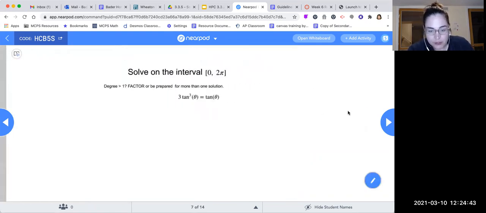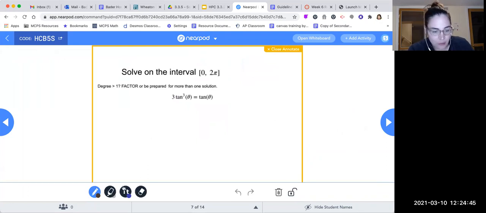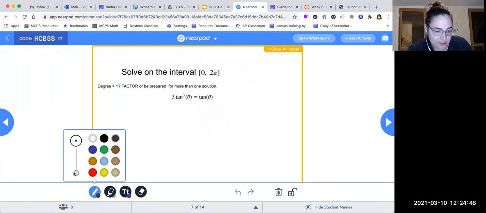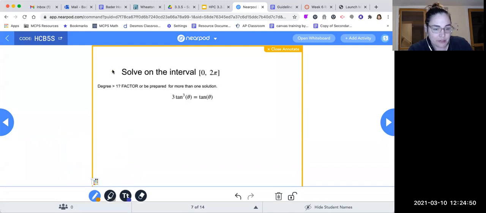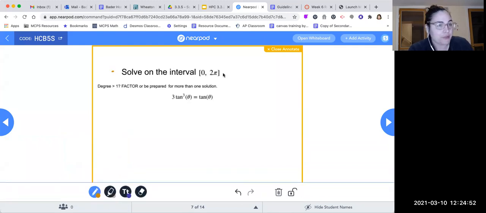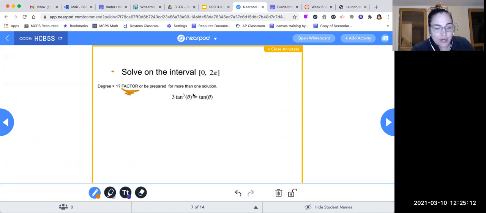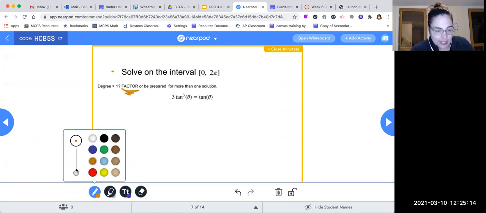Okay, so those were some examples that only had one solution, but sometimes we'll get into some examples that have multiple solutions. So this one says solve on the interval from 0 to 2 pi. If the degree is greater than 1, that means the highest exponent, factor and be prepared to have more than one solution. So this equation is 3 tangent cubed of theta equals tangent of theta. So I'm going to remember that trying to factor is a good idea.